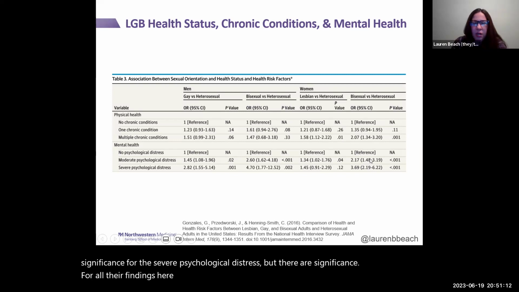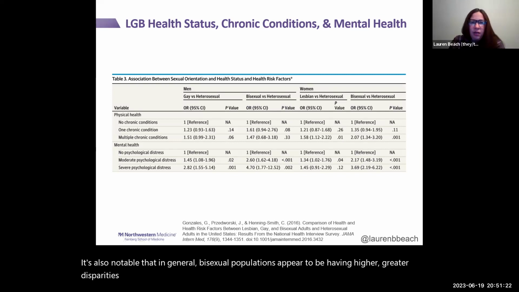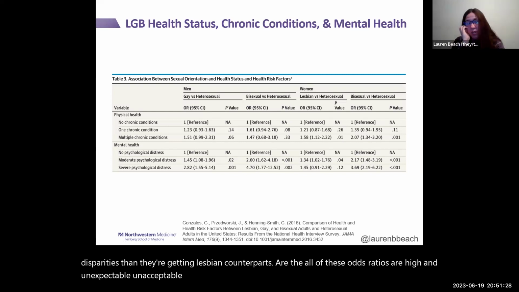Only lesbian versus heterosexual women didn't reach significance for the severe psychological distress, but there is significance for all other findings here. It's also notable that in general, bisexual populations appear to be having higher, greater disparities than their gay and lesbian counterparts, although all of these odds ratios are high and unacceptable in terms of indicating disparities for physical and mental health.